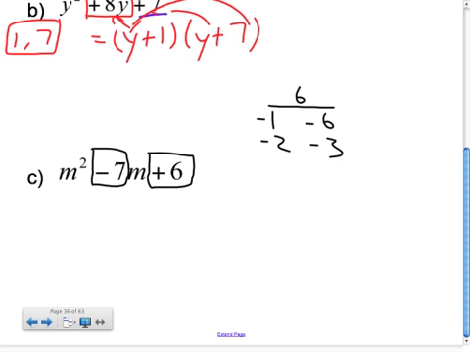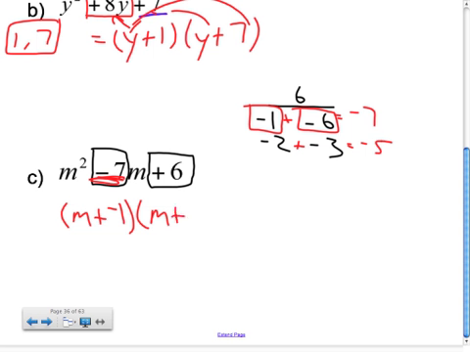Okay, and so as I go through and I look, I say, all right, when I add these two, I get negative 7. When I add these two, I get negative 5. Well, which sum am I looking for? We already said here, I'm looking for negative 7. All right, so these are the two numbers I'm working, negative 1 and negative 6. So when I do this, I have m plus negative 1, m plus negative 6, and really, we could have skipped that step and just gone straight to m minus 1, m minus 6. Okay, and that would be the factored form there of this particular trinomial.